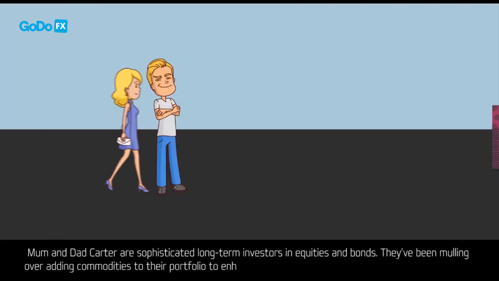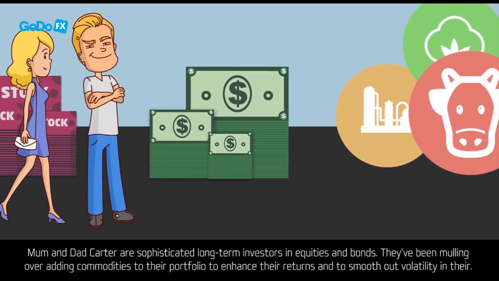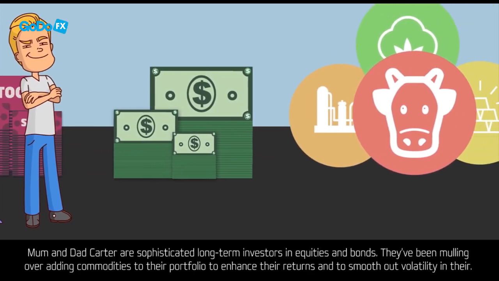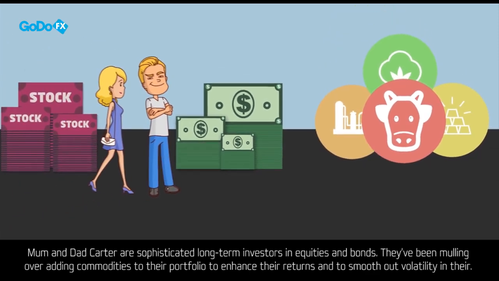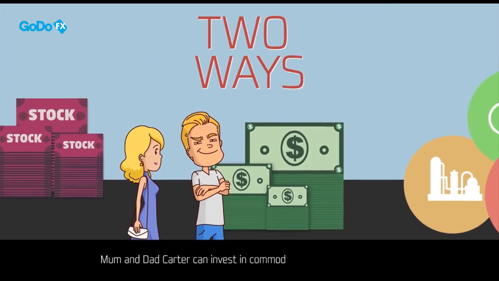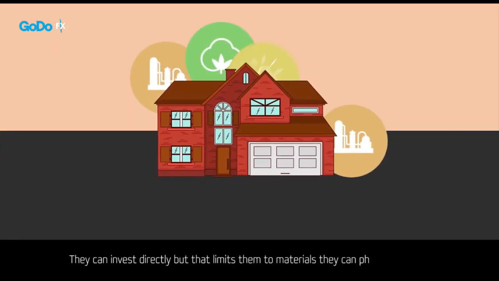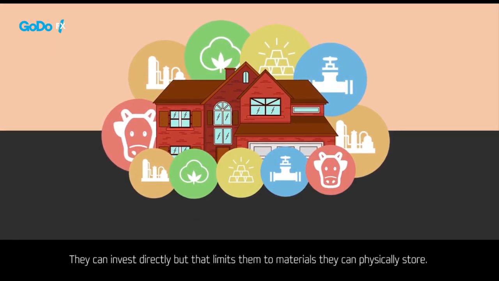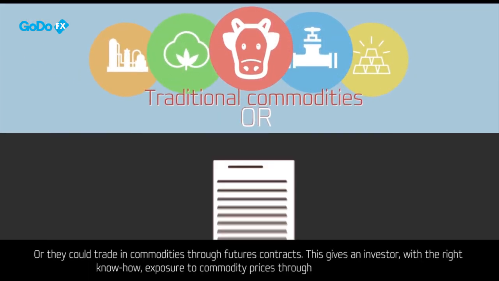Mum and Dad Carter are sophisticated long-term investors in equities and bonds. They've been mulling over adding commodities to their portfolio to enhance their returns and to smooth out volatility in their portfolio. Mum and Dad Carter can invest in commodities in a number of ways. They can invest directly, but that limits them to materials they can physically store. Or they could trade in commodities through futures contracts.